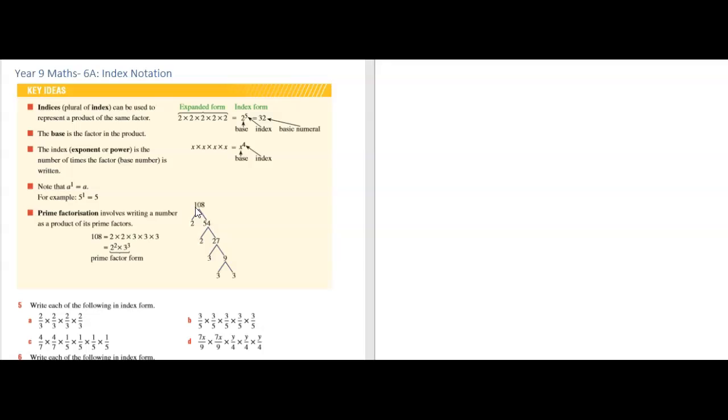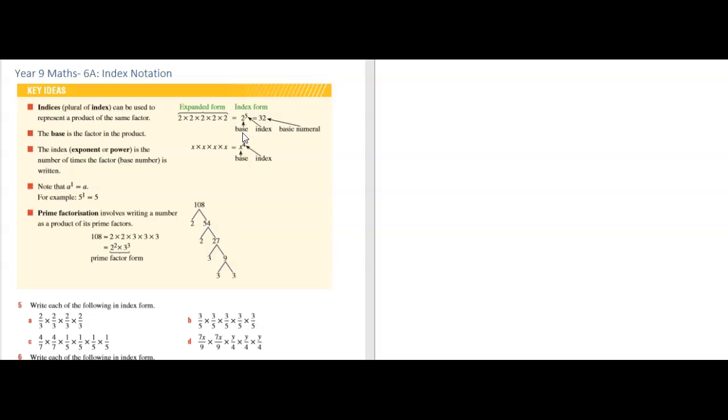So key ideas. Basically, indices, or the singular is an index, can be used to represent a product of the same factor. You would have done something like this in year 7. You've got the expanded form, 2 times 2 times 2 times 2 times 2. Another way of representing that, because that is quite long, is just 2 to the power of 5. And 2 times 2 is 4, times 2 is 8, times 2 is 16, times 2 is 32, so you get 32, your basic numeral.